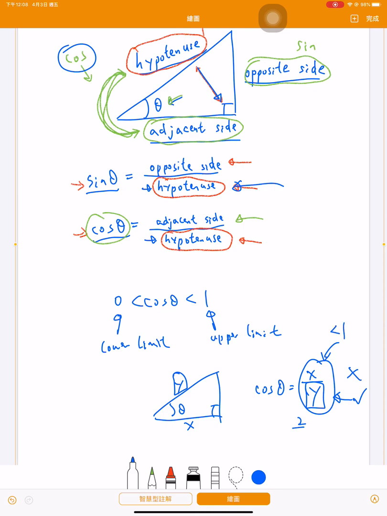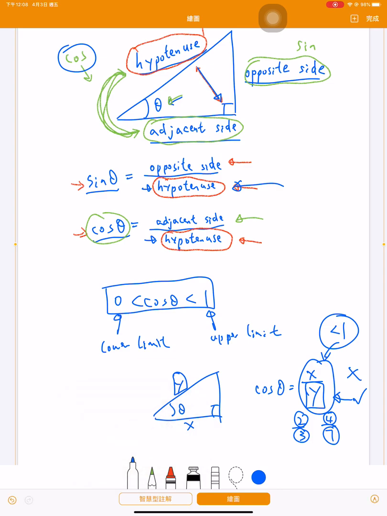For example, 2/3, 4/7, right? If the denominator is greater than the numerator, then the fraction itself must be less than 1. Then why is it greater than 0? Because the length cannot be 0, and we cannot have something negative, because all the lengths here are positive, right? So just because of that, the range of cosine theta is between 0 and 1.